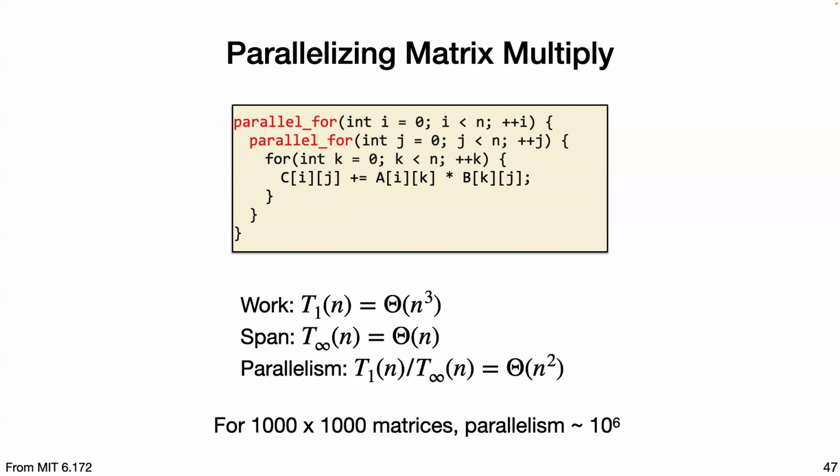So the work of this is n cubed. I think we did this last time. There's n cubed iterations. The span is theta n, because we have 2 outer loops, which is log n plus log n, and the inner one is n. So the span is bounded by theta n, and for parallelism, you divide them. N cubed over n is n squared. As an example, for 1000 by 1000 matrices, the parallelism is n squared, which is like 10 to the 6. So that's probably more than the number of processors you have.